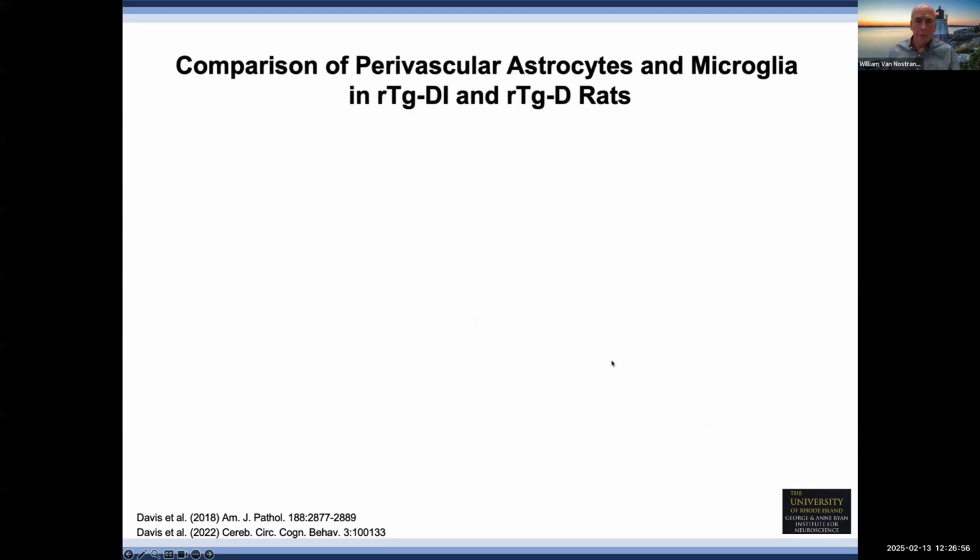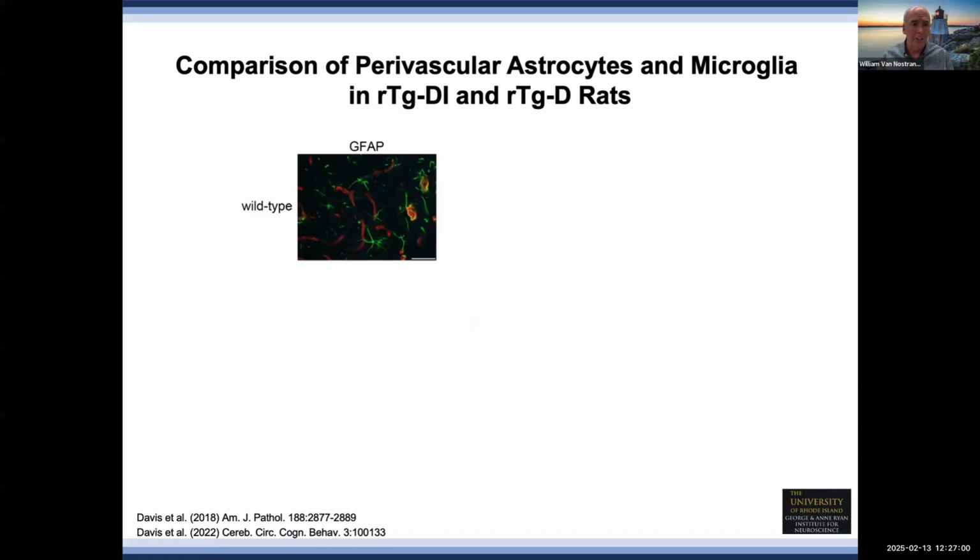So one of the things we wanted to look at too were some of the inflammatory responses that are occurring in response to this amyloid. So here we're looking at astrocytes. They're labeled in green with GFAP. Here we have vessels. This is an aged wild type rat. In red are the vessels. In green are the astrocytes. We see a normal distribution of astrocytes.